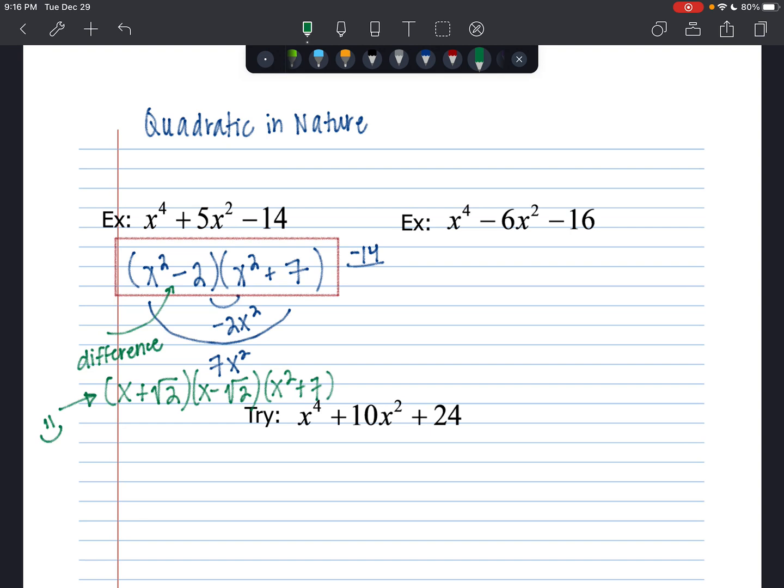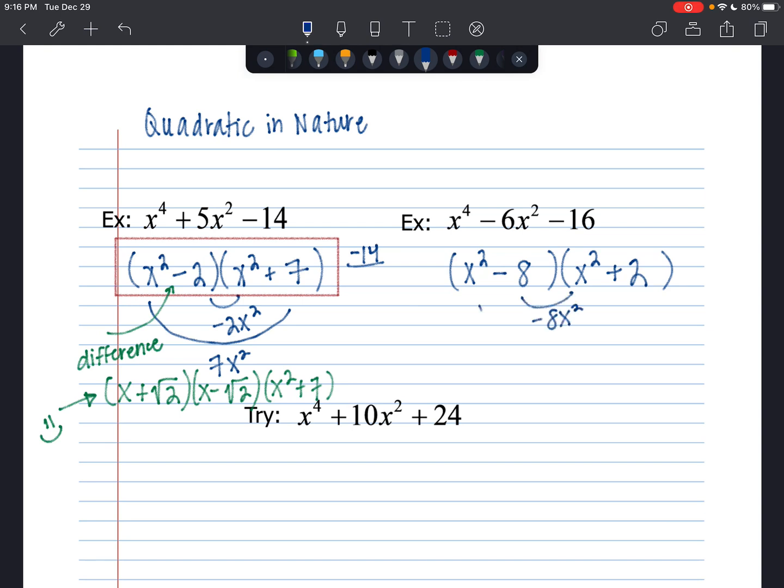Okay, let's look at the next. X to the fourth minus 6x squared minus 16. Again, I'm going to make two binomials. How do we get back to x to the fourth? That would be x squared times x squared. And then how do we get back to negative 16 with a combination that's going to add or subtract to be negative 6? Well, negative 8 times positive 2 gives us negative 16.